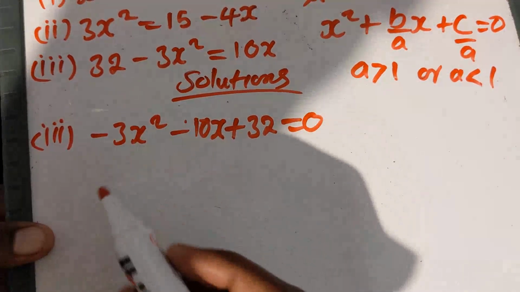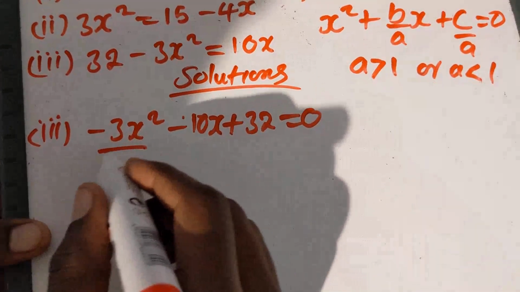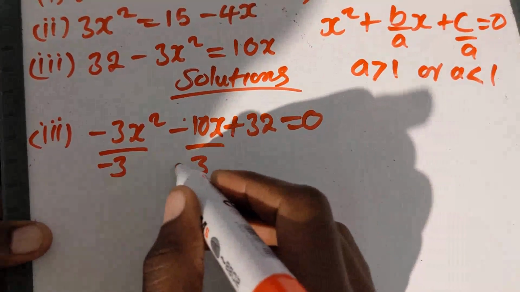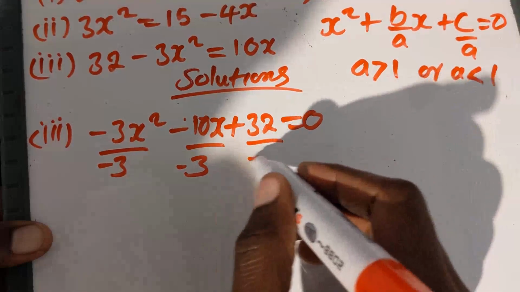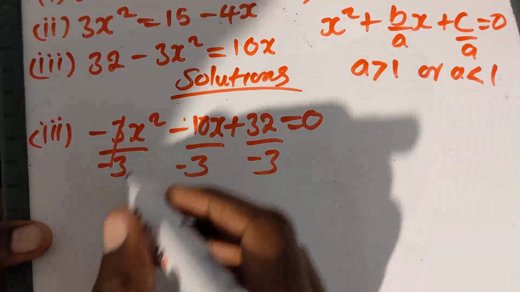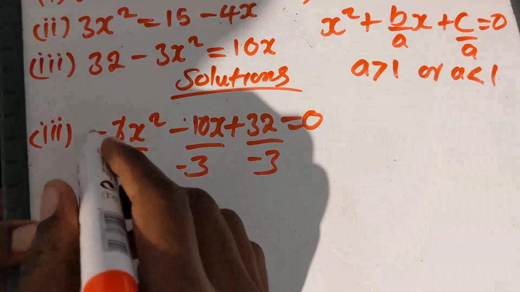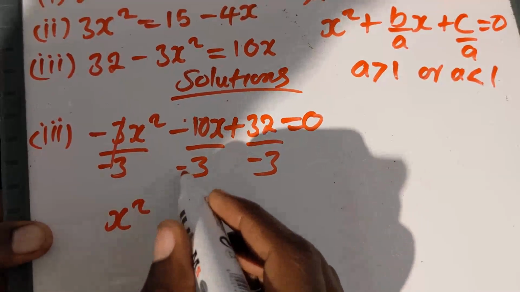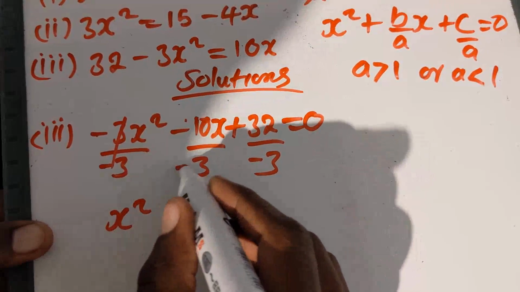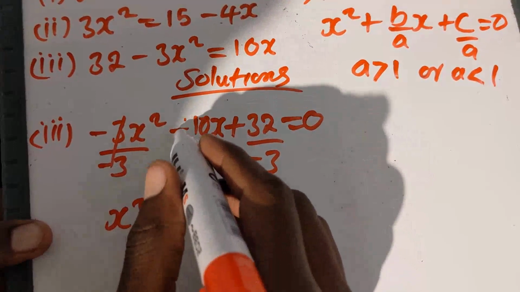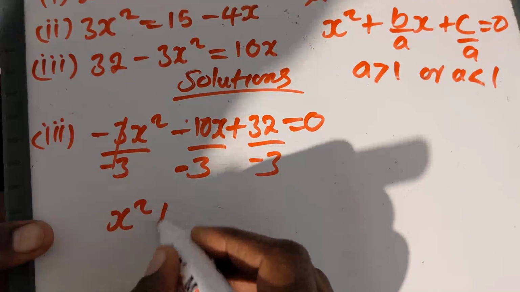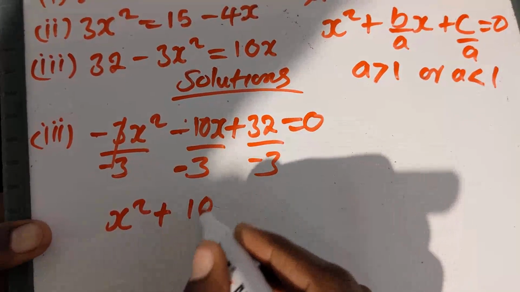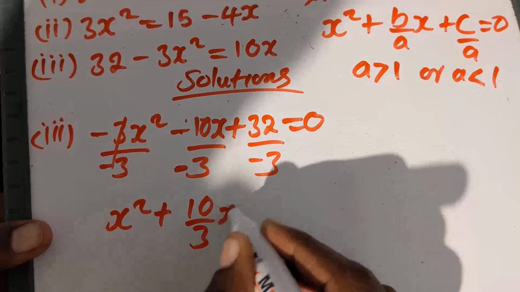Okay, so from here now we know that the coefficient of a is less than 1, so we divide everything by this coefficient, negative 3, like that. Then the negative and the negative will make a positive, so it will be x squared. Then negative 10 divided by negative 3 is positive, so that is going to be 10 over 3x.